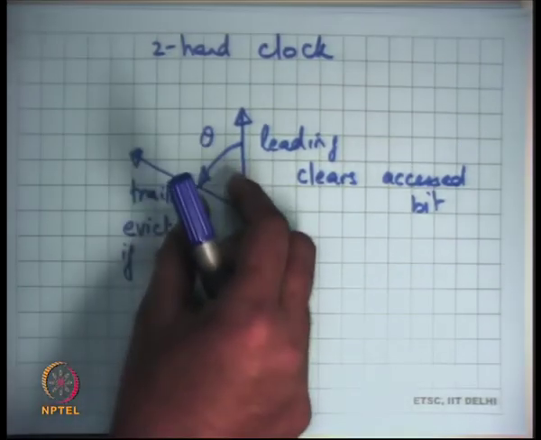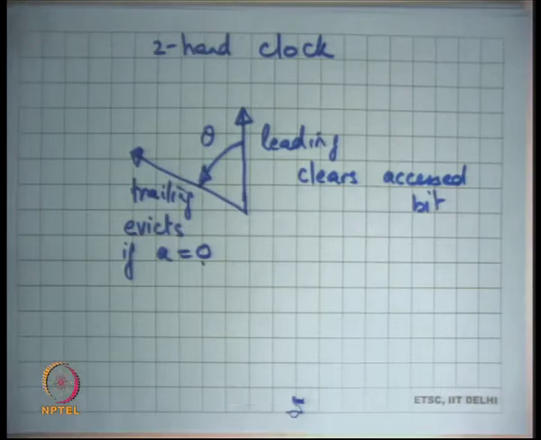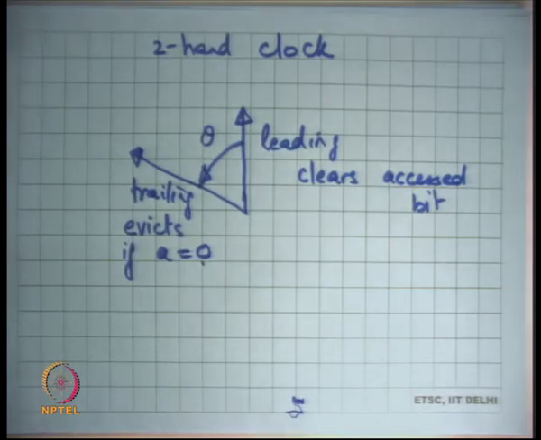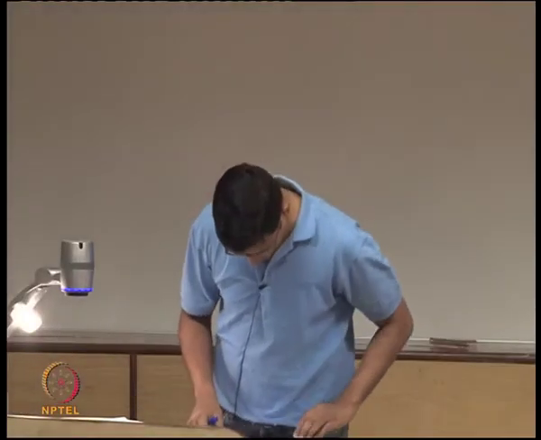If the angle is too small, what does it mean? Let us say theta is equal to 0. It basically means it's a FIFO, because the leading edge clears the access bit and the trailing edge just evicts it immediately. So, you didn't care about the access bit at all, right. On the other hand, if theta is equal to 360, you are back to the one-hand clock.